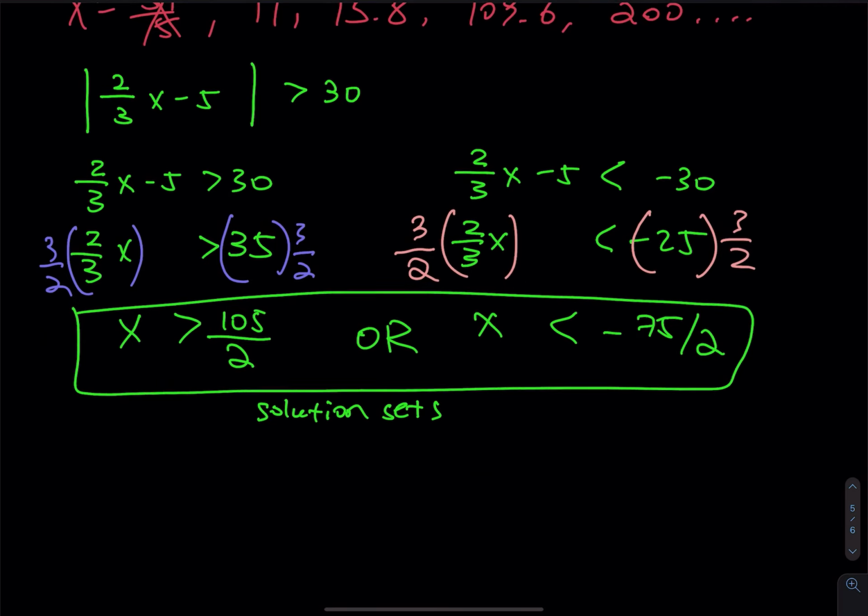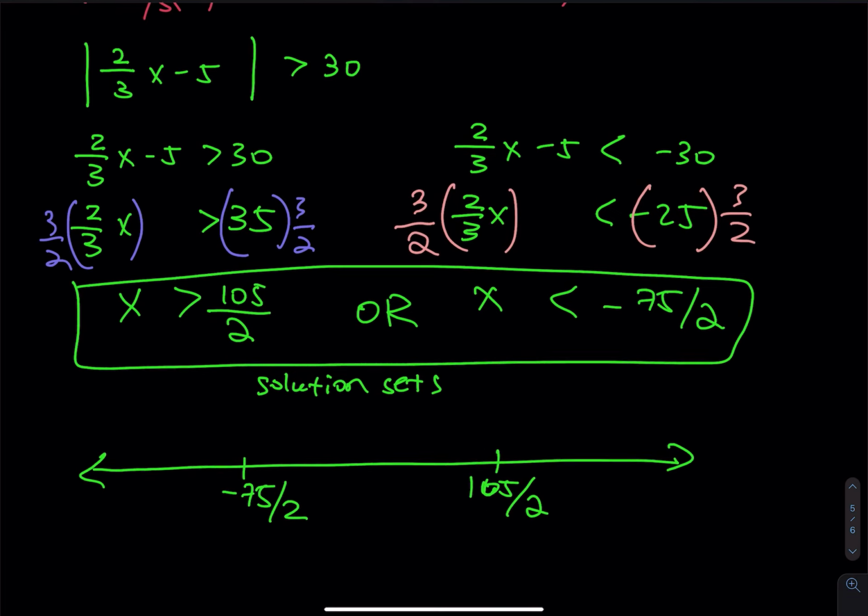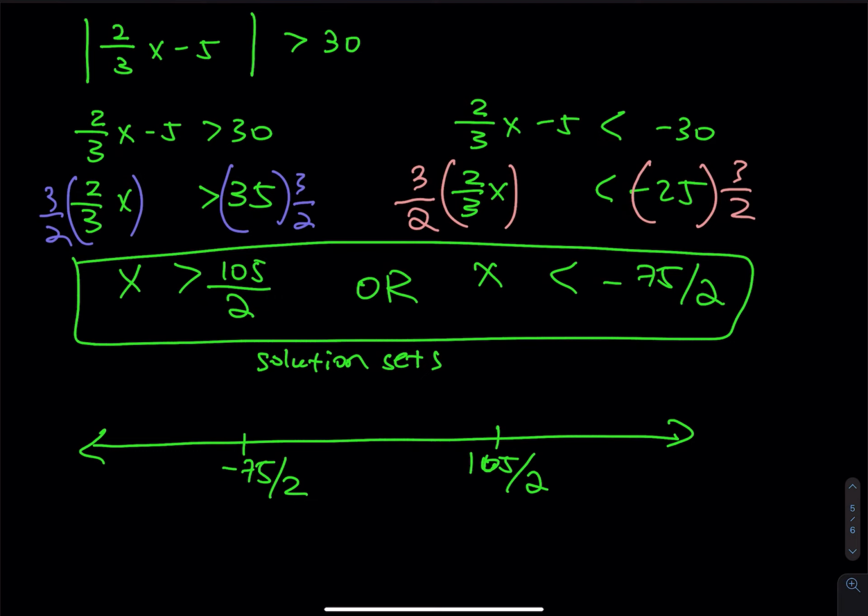And then we do a number line. So let's draw a number line. We have a small number on the left, big number on the right. This negative 75 divided by 2 is negative 37.5. 105 divided by 2 is 52.5.